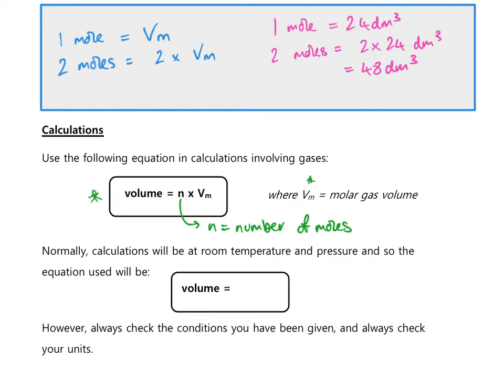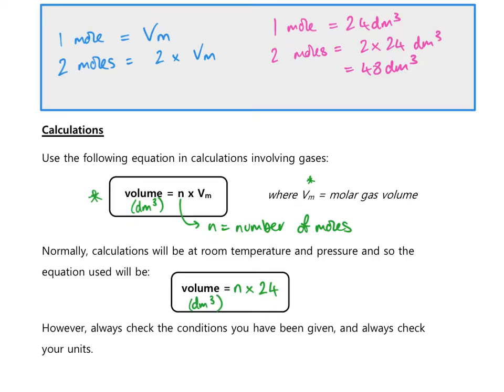Now, normally the calculations, as we said, will be at room temperature and pressure. So the equation that we will use is volume equals n, or number of moles, times the molar gas volume, which in that case is 24 at room temperature and pressure. So you can almost learn that as your equation, but you've got to remember to check the conditions and also check your units. Using this equation will give you your answer in decimeters cubed.